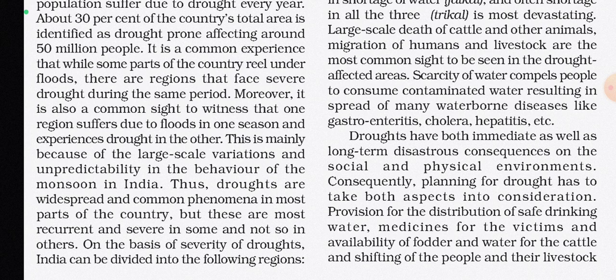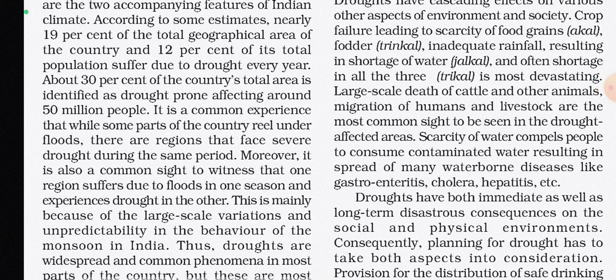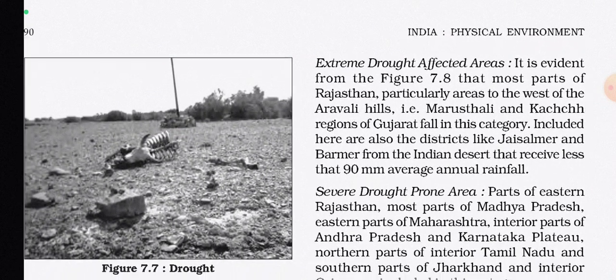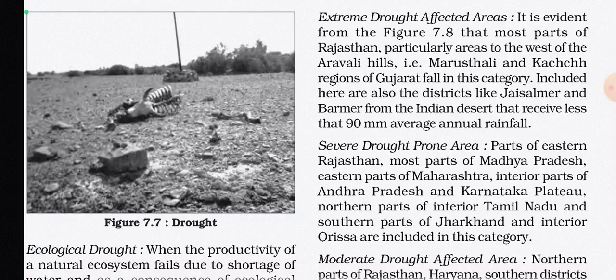Thus, droughts are widespread and common phenomena in most parts of the country, but these are most recurrent and severe in some and not so in others. On the basis of severity of droughts, India can be divided into the following regions. That is extreme drought affected areas. It is evident from the figure 7.8 that most parts of Rajasthan, particularly areas to the west of the Aravalli Hills, that is Marusthali and Kutch regions of Gujarat, fall in this category.